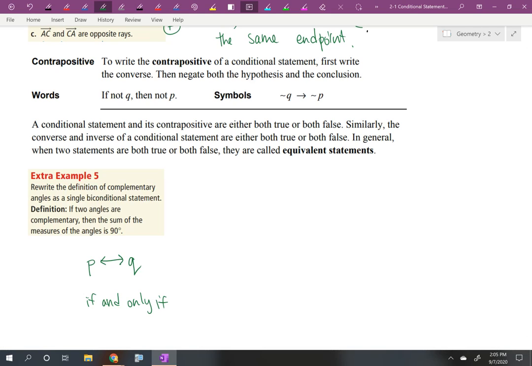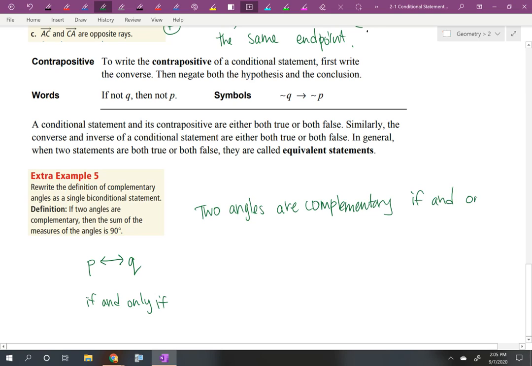And so two angles are complementary, then their sum of the measure is 90 degrees. So then I could write that by saying two angles, right? I don't have to say if or anything yet. Two angles are complementary if and only if the sum of their measures is 90 degrees. And right, that's definitely true.